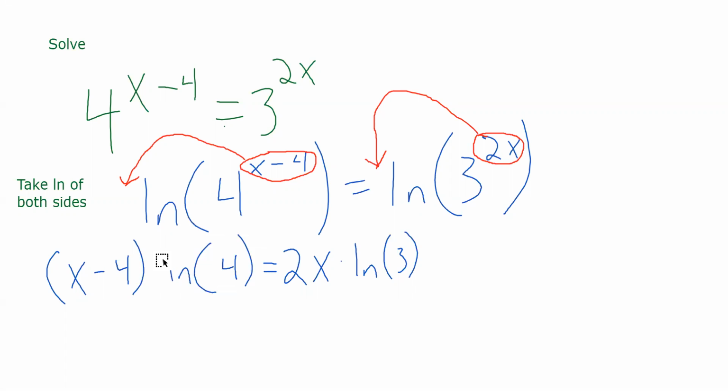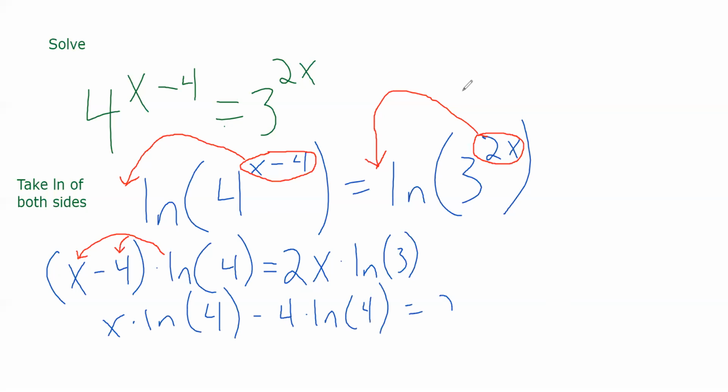So what I'm going to have to do is start by distributing this natural log of 4 out. And we will have to adjust some of our space here because there's a lot of meat left on this bone. But I'm going to end up with basically x times the natural log of 4 minus 4 times the natural log of 4 equals, and the right-hand side did not change or anything.